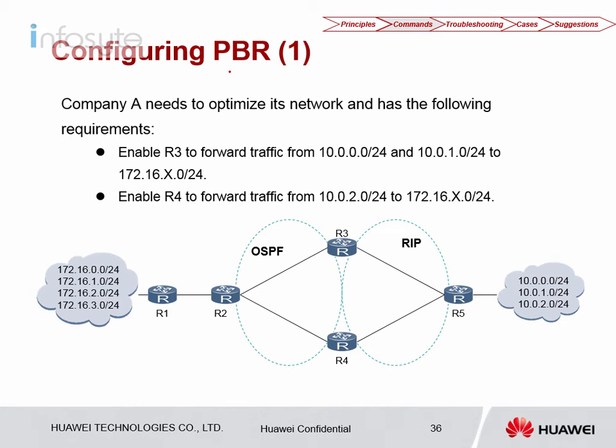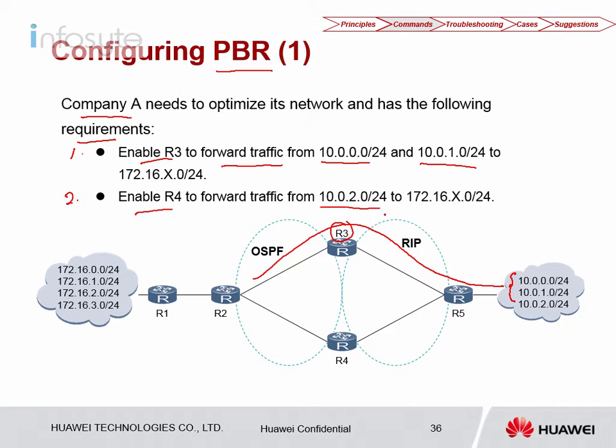Okay, so let's continue our lab. So here we are going to look into the policy-based routing. So company A needs to optimize its network and has the following requirements. So we have two requirements here. The first requirement is to enable R3 to forward traffic from 10.0.0.0/24 and 10.0.1.0/24, which means that if I'm sourced from these two, I have to pass through router 3. And enable R4 to forward 10.0.2.0 to 117.16.x.0, which means that if I'm coming from the last part here, I'm going to go through here.